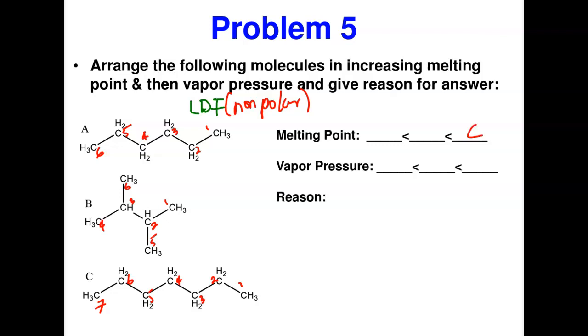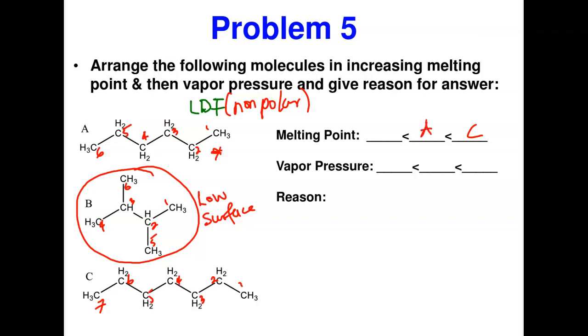Now, I'm left with these two. If you look at these two, they contain 6 carbons. But we remember the surface area. This one here, A, occupies more space because it's longer. But this one looks more condensed because it has a branch, it's branched. Any molecule that is branched is more condensed, and that means it has a low surface area. If it has a low surface area, therefore, this will have a higher melting point than it. So the next one that is going to follow will be A, and the least is going to be B.